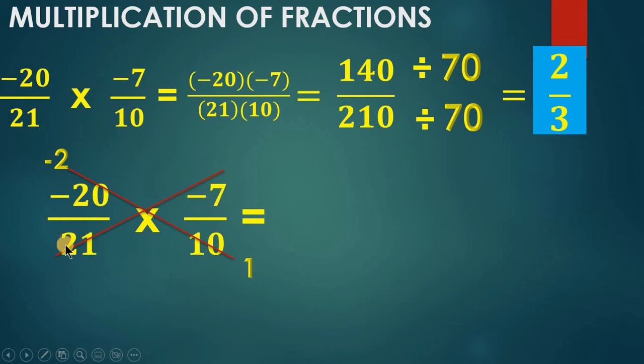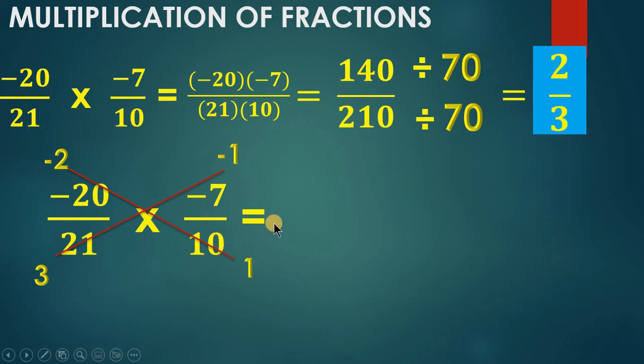Then ito naman, itong 21 and negative 7. Aalamin natin kung ano yung kanilang greatest common factor. So, ang greatest common factor nila is 7. Now, i-divide natin. Itong 21 divided by 7, so we have 3. And negative 7 divided by 7, so syempre, we have negative 1. So, therefore, we have 3 and negative 1.